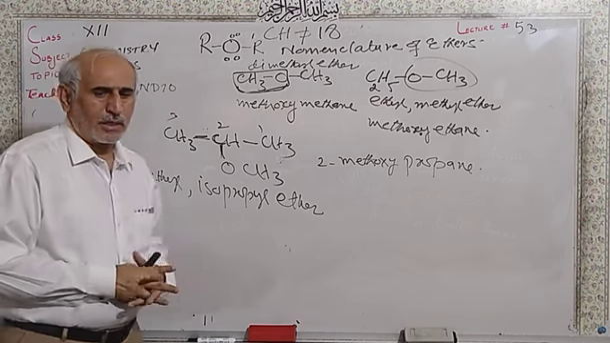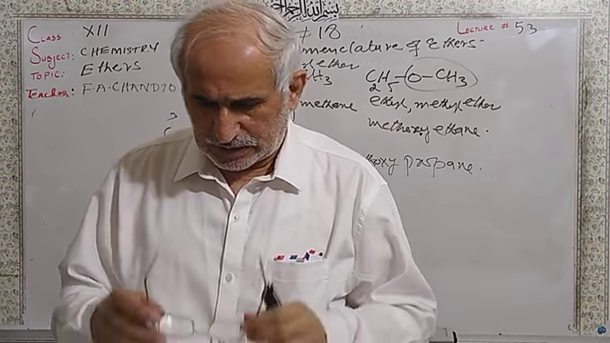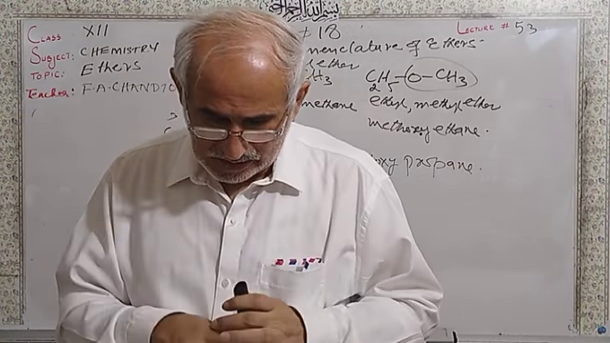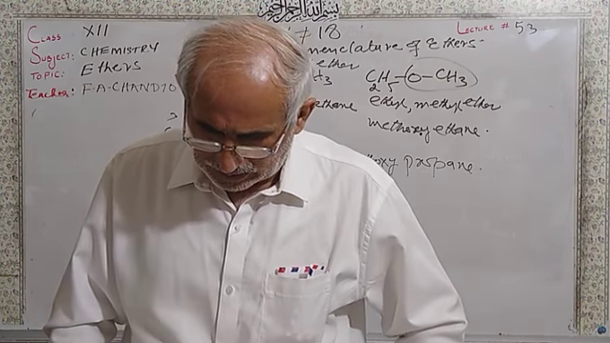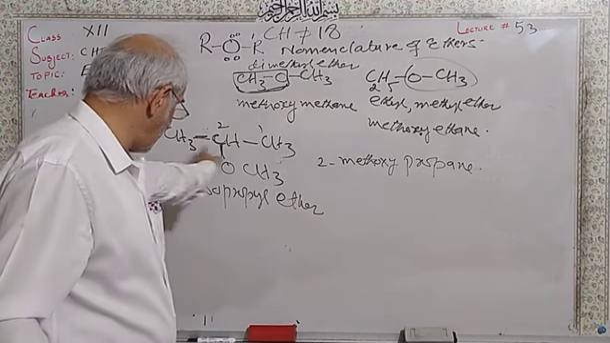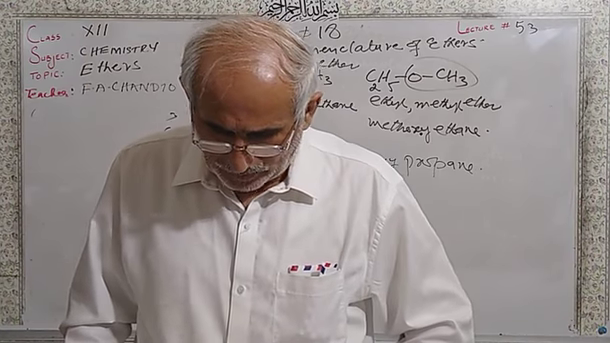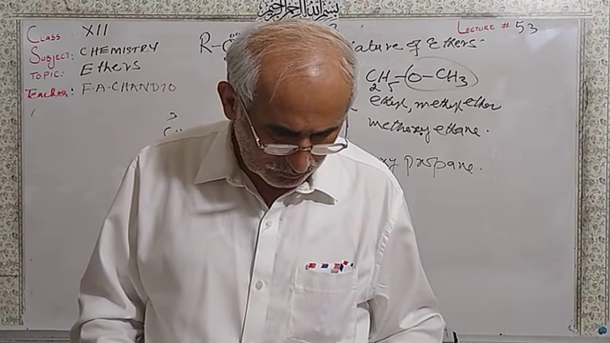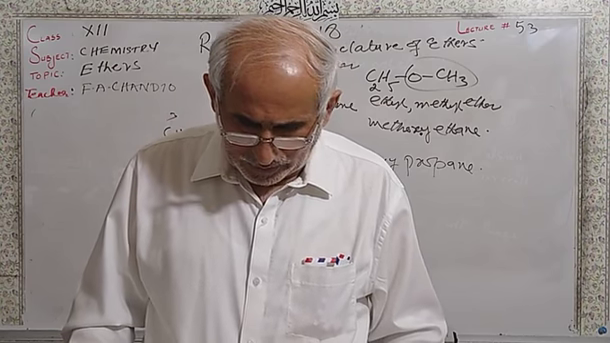So these are the symmetrical and unsymmetrical ethers here. Now the IUPAC system: methoxyethane, methoxybutane also. You can increase the number of carbon atoms, then you can get butane here. Preparations.